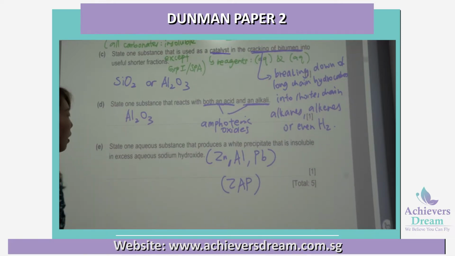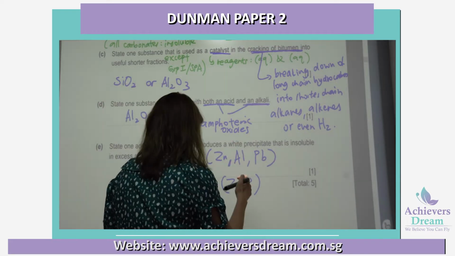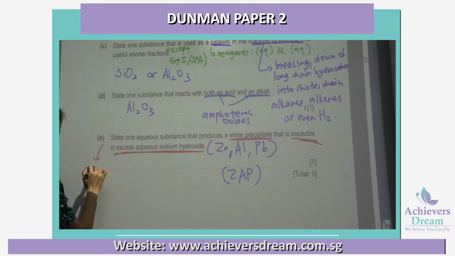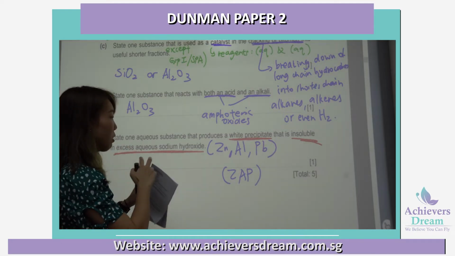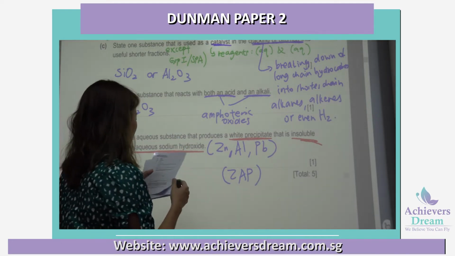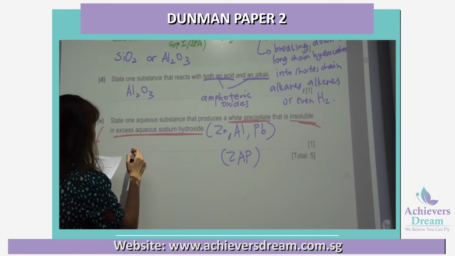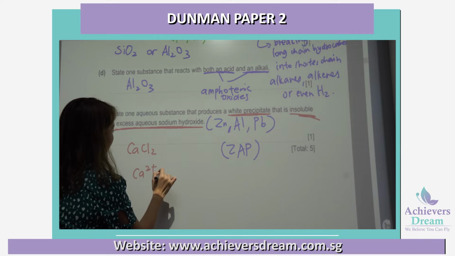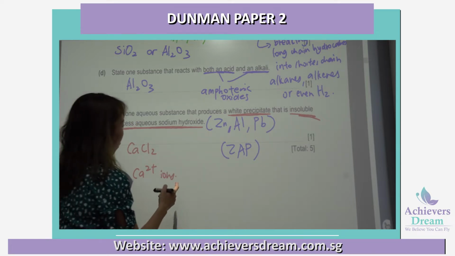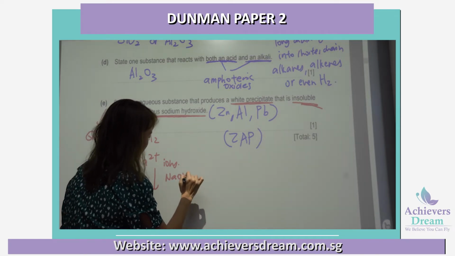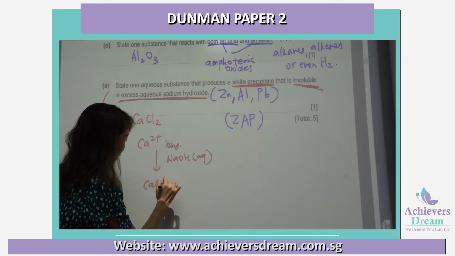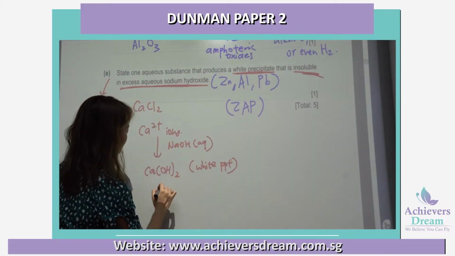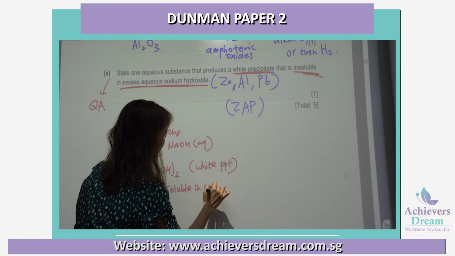Okay, part E. State one aqueous substance that produces a white precipitate that is insoluble in excess aqueous sodium hydroxide. Okay, this is a QA question, so you have to link this to your QA notes, the solubility, or not, the cation table. So, if you refer to your QA table, the answer will be CaCl2, sorry, your calcium ions. Okay, upon reacting with NaOH, I will form CaOH2, which is a white precipitate. Okay, and then it is insoluble in excess NaOH.